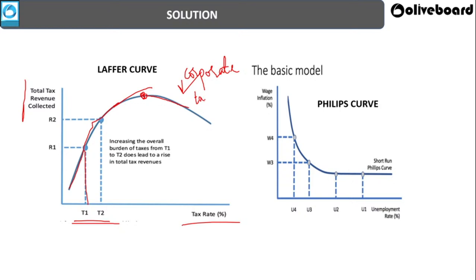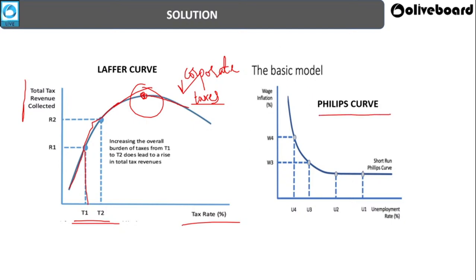And that is the reason we also see a huge evasion following in India, right? That is because whenever it exceeds a certain limit, there's a behavior that we see where the total tax revenue collected comes down. Next is the Phillips curve.